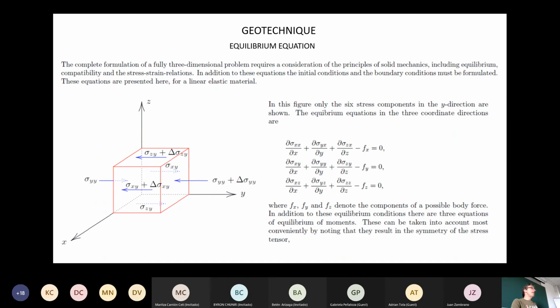So the complete formulation of fully three-dimensional problems requires a consideration of the principles of solid mechanics, including equilibrium, compatibility, and stress-strain relationships. We will see later. In addition to these equations, the initial condition and the boundary condition must be formulated. These equations are presented here, again, for a linear elastic material that is a very small part of geotechnical models. So you should already know that from structural engineering.